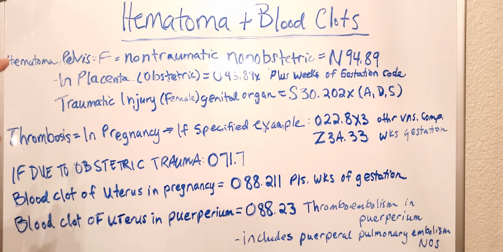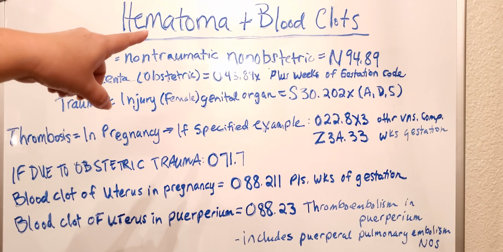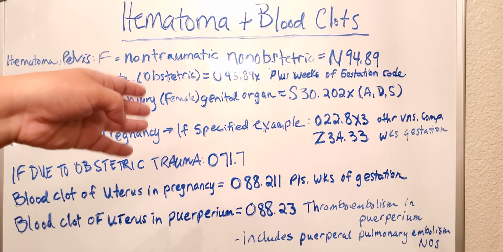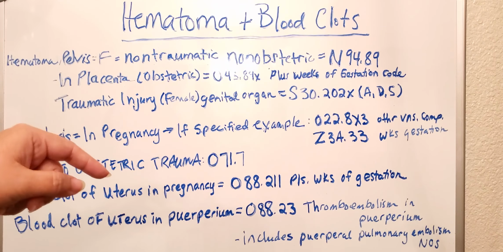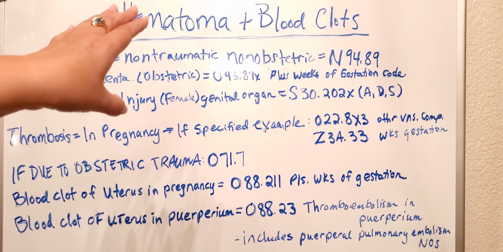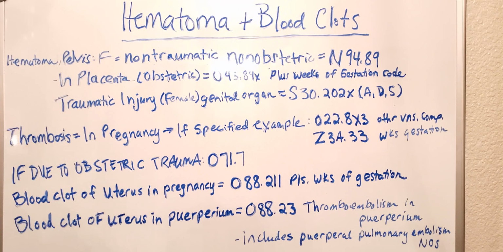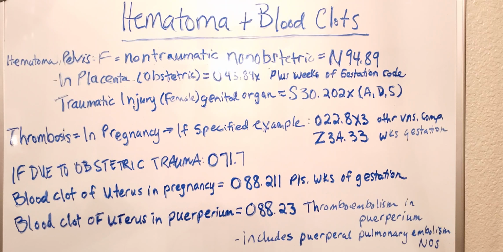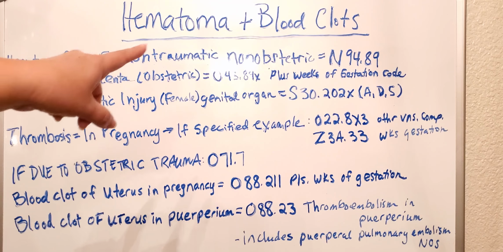And then, of course, if there is a hematoma in the placenta, that is an obstetric code. That's going to be that O43.89, and then X is going to be whatever trimester they're in, plus the weeks of gestation code. You're always going to use those two codes whenever you're talking about an obstetric code, right? Or if it's more than that, but just always make sure you have the weeks of gestation code on there, okay? And then you have the traumatic injury, female genitalia organ.